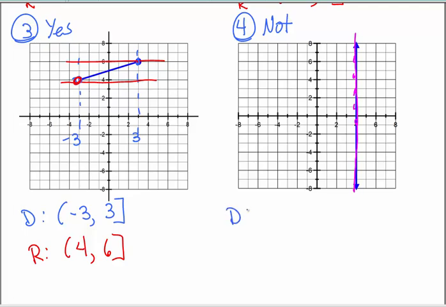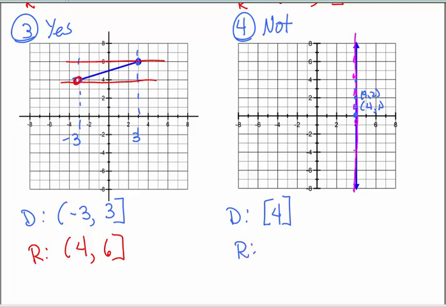Again, tricky. The domain. How far left, how far right? Not much. In fact, it only has one x value, which is 4. So we're just going to put that in brackets. That's the only x value. In fact, if you took any point on this line, this x value would be 4, 1, 4, 2, 4, 3, and so forth.